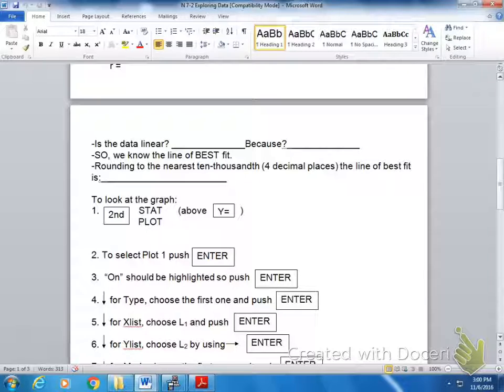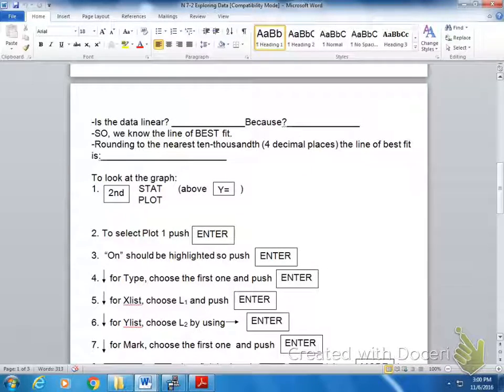First, it says, is the data linear? Let me scroll down a little bit more, sorry. Is the data linear? No, it isn't. The reason is because R is not equal to 1 or negative 1. It was really close, but it wasn't quite there.